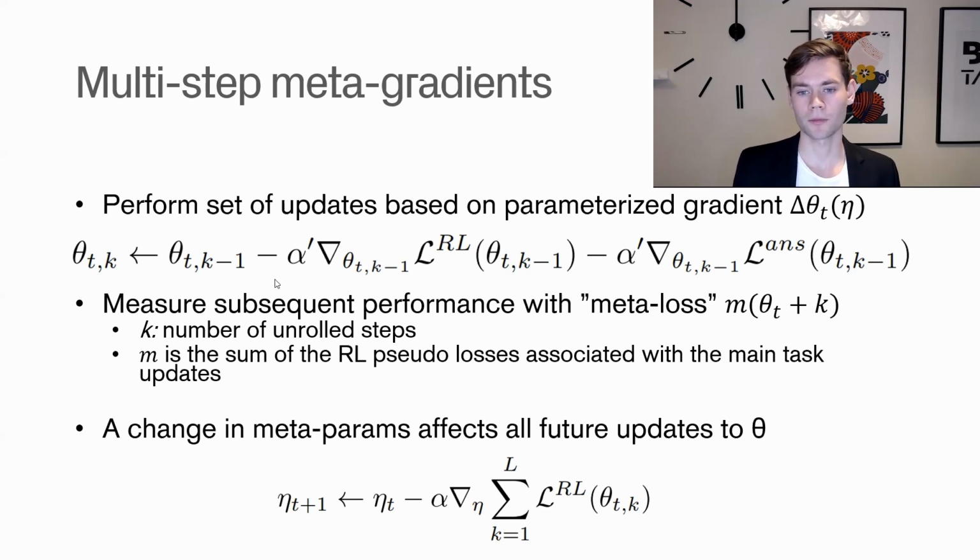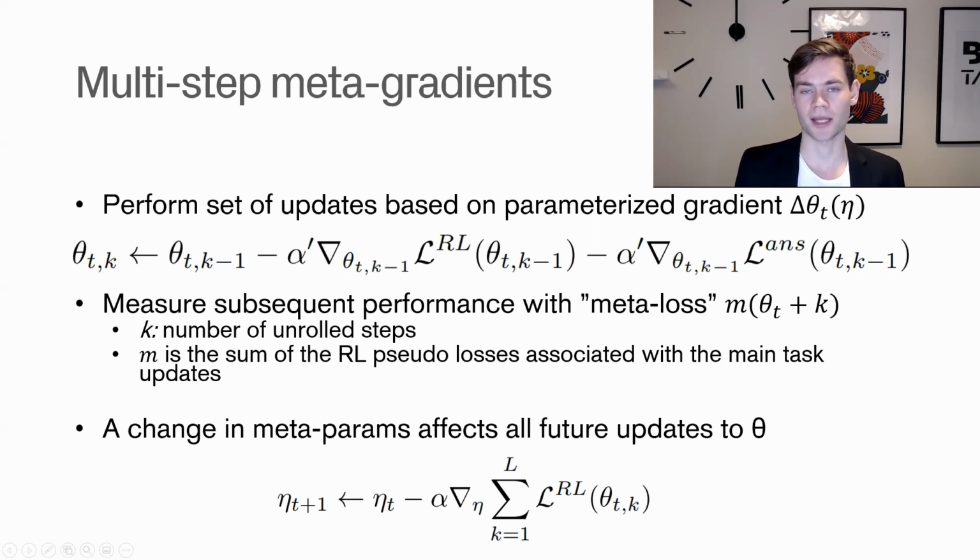So to make this concrete, we perform a set of updates based on the parameterized gradient. So we have our gradient of network parameters. This is both for the question network and for the main network that we discussed in the previous slide. And we update them, and the update step has 2 loss functions included in it. The first one is a standard reinforcement learning loss function, tailored to the main task. And then we also have a loss function relating to the auxiliary tasks here, where we try to approximate the answers to the general value functions.